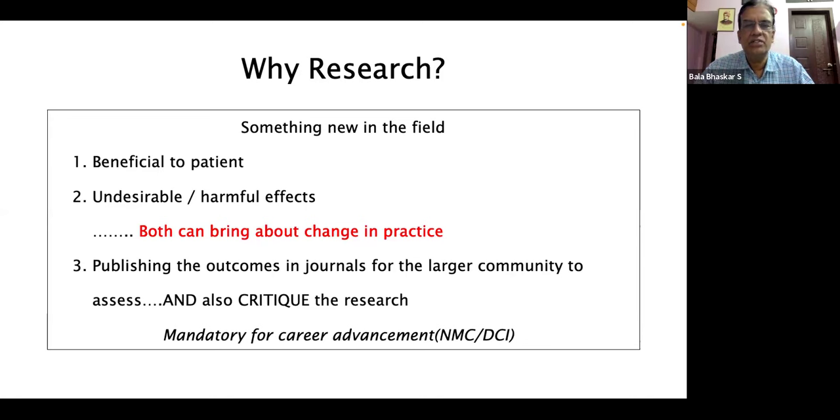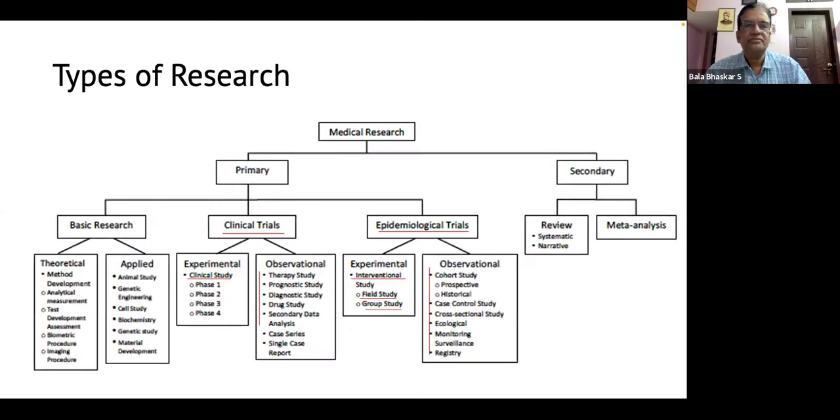And second part is, whatever we do, it should be brought to the notice of the larger community. So we should try to publish this research output also, so that we are not the final authority. Somebody else should also be able to critique our research. And of course, the primary reason in the last few years has been publication. Because NMC says, for appointments and promotions, we need some publications. So that's the reason we also speak about research and publication a lot nowadays.